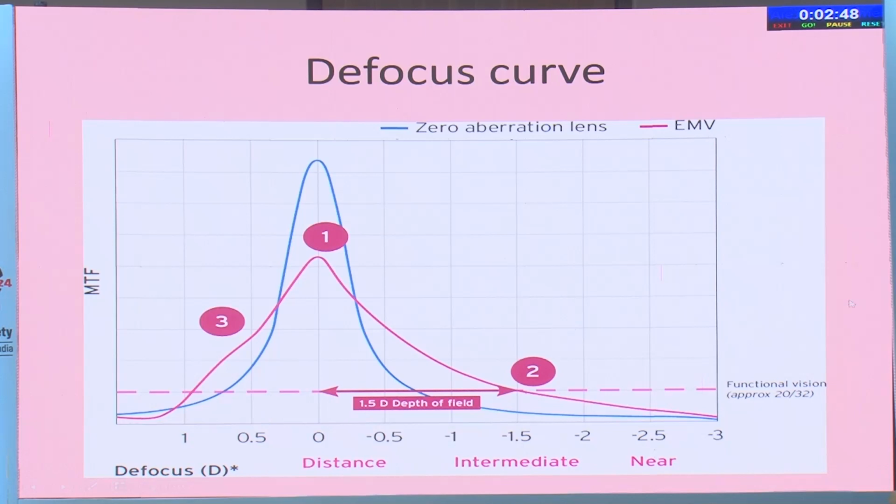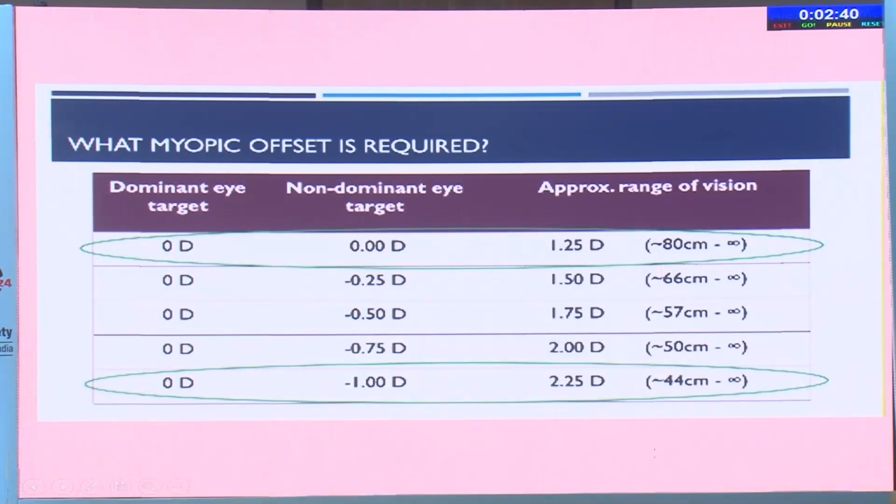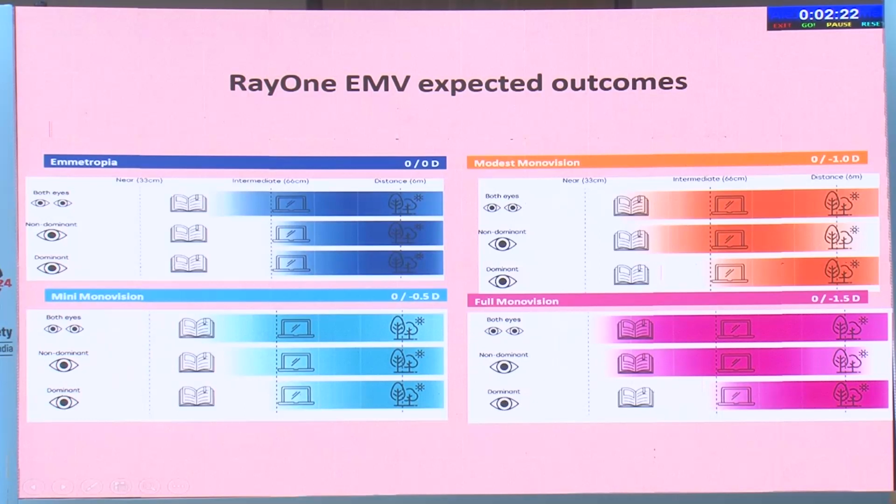This is the defocus curve of the Rayner EMB lens as opposed to any monofocal lens. If you offset it by a little bit, say around 0.5 diopter, you can give the patient nearly 1.75 diopter of extra benefit with these lenses. And if you give 1 diopter of monovision in the other eye, the patient can have very good near vision also. This chart just shows that if you offset the lens by 0.5 diopter, you can cover to some extent even the near vision in these patients.